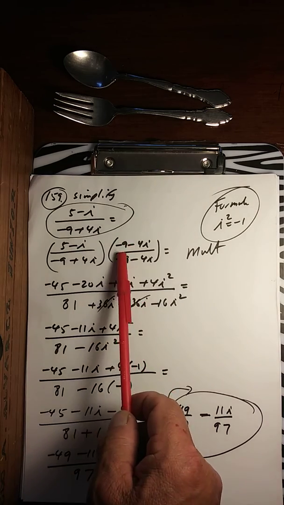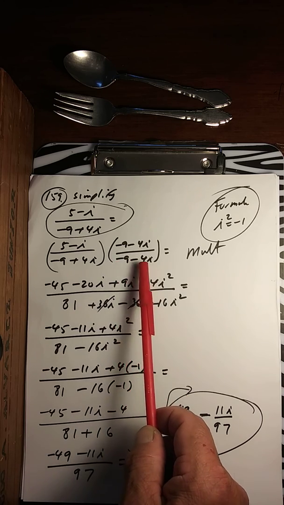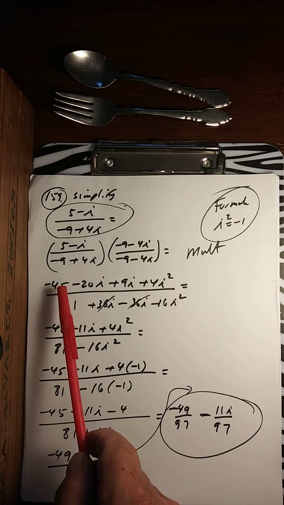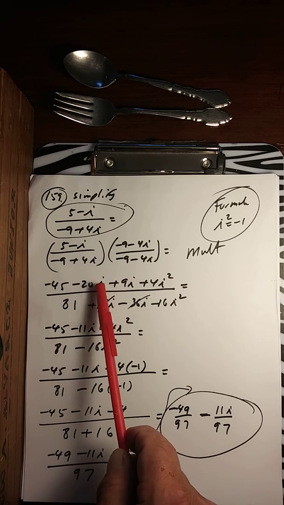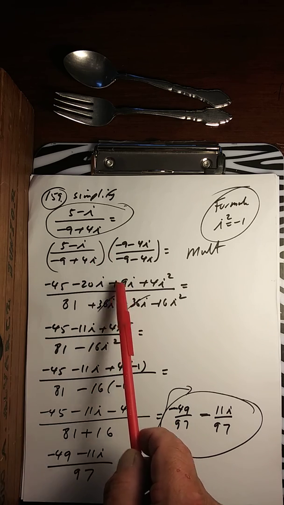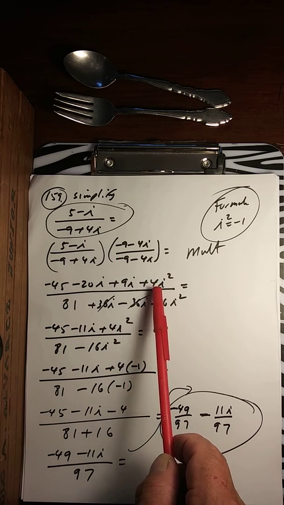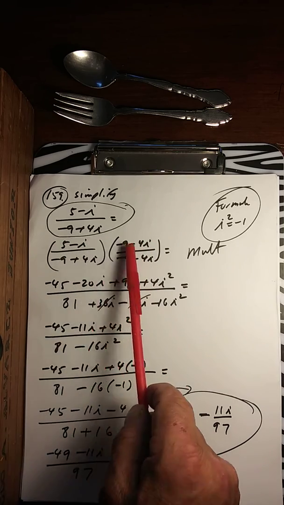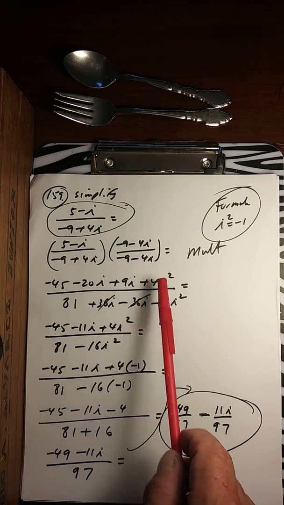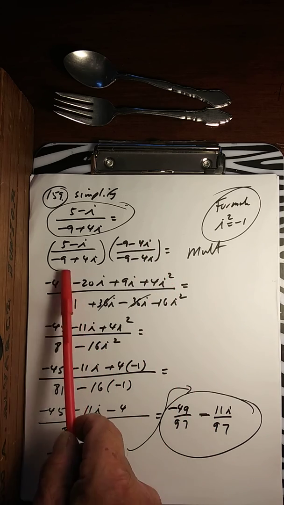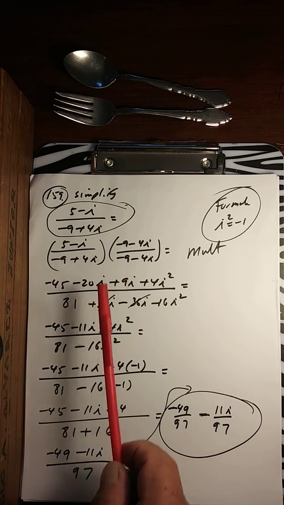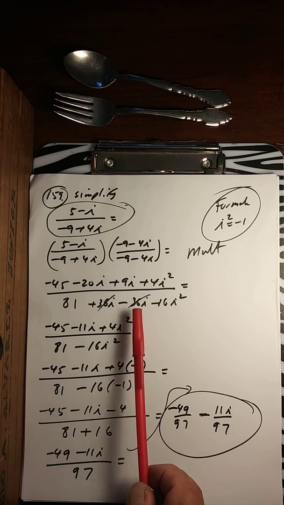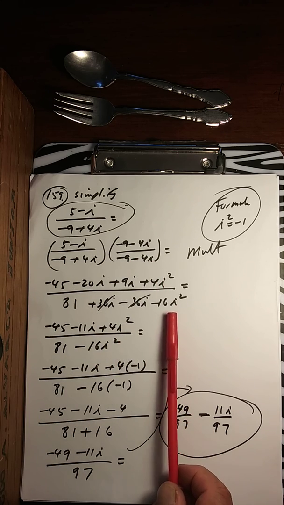Multiply by negative 9 minus 4i, negative 9 minus 4i. Straight across, so you have negative 45, negative 20i, plus 9i, minus 4i, plus 4i squared. Okay, that turns out as that. That turns out as that one. That one is that. And negative times negative is positive. Okay. So in the bottom we have that turns out as 81. That turns out as 36. Minus 36, and that one is negative 9 squared.